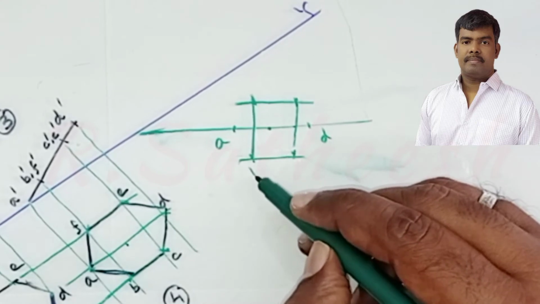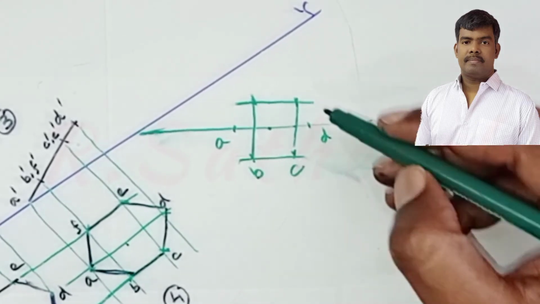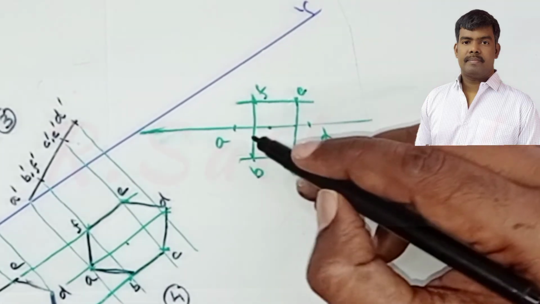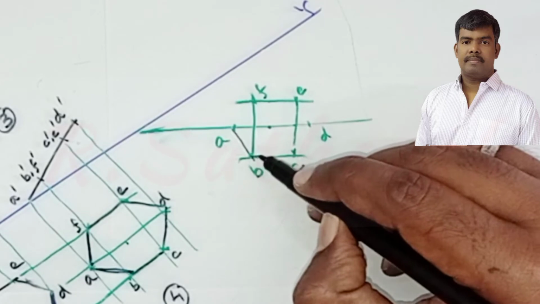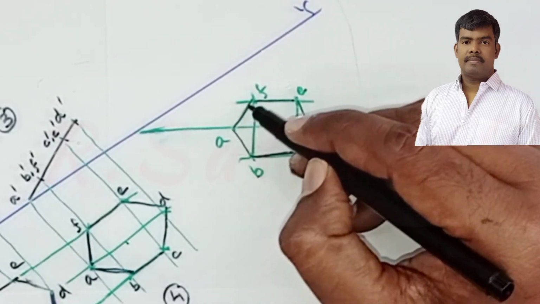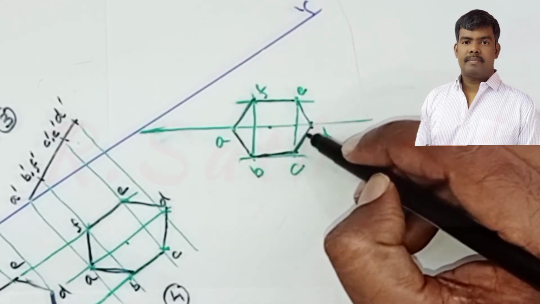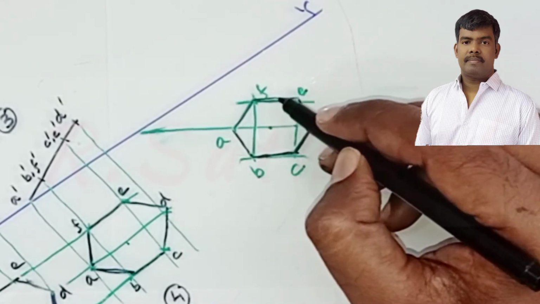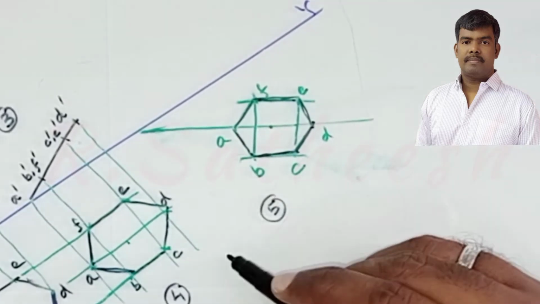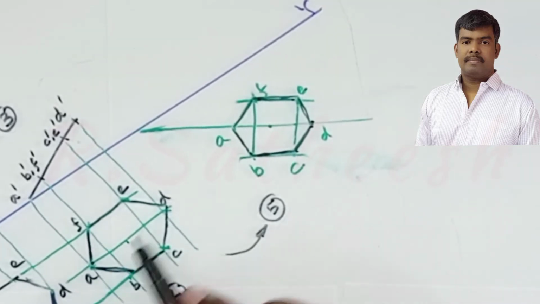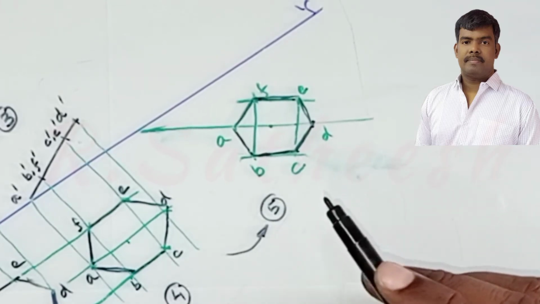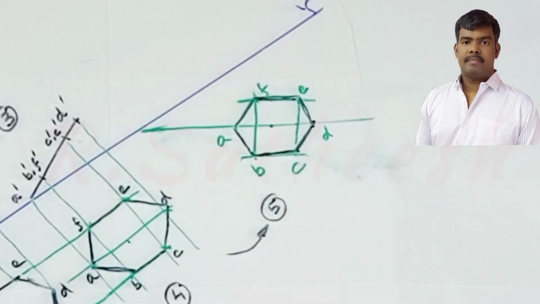Now these points are B, C, D, E, F. Now you join A, B, C, D, E, F, A. Clear? In black color. So the fourth diagram and fifth diagram are both the same shape and size. Only one difference: parallel to VP versus inclined 40 degrees to VP. That's all. After that we draw the projection lines.